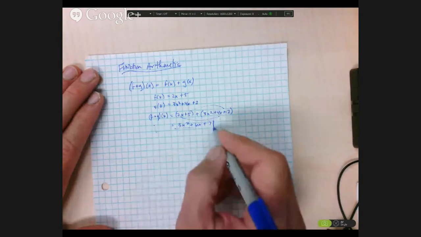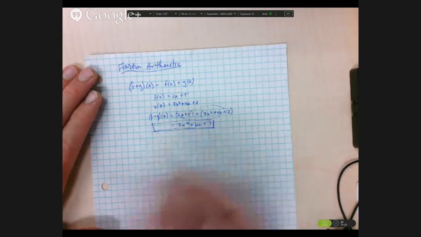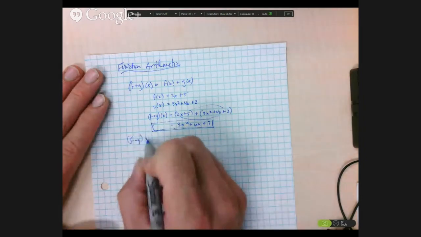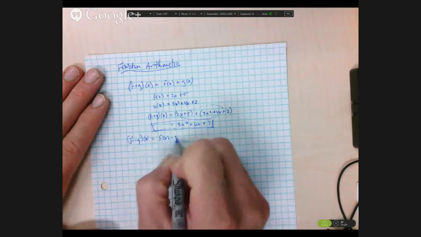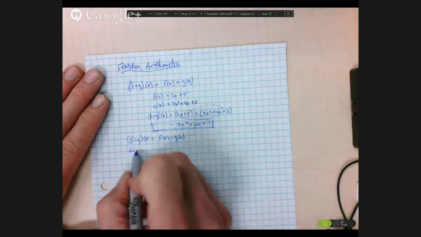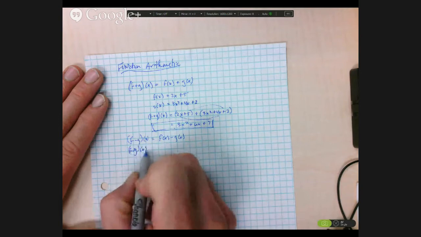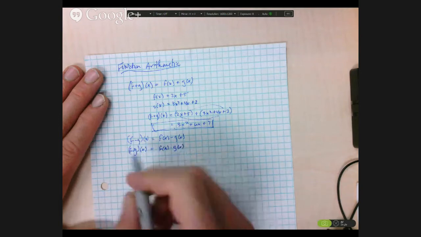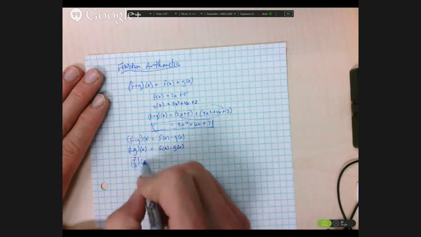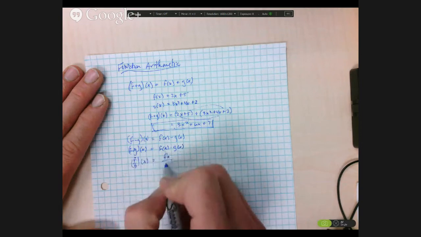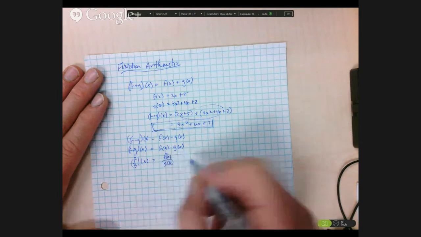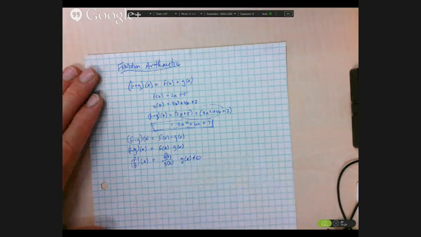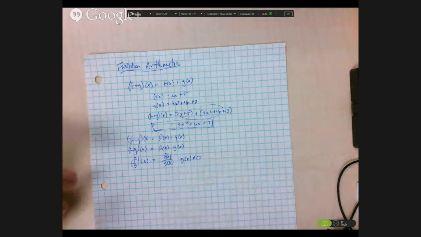Please try to always circle your answers for me. Makes it easier. You can have subtraction, multiplication, and division. Just be aware again, the domain g of x cannot be 0.